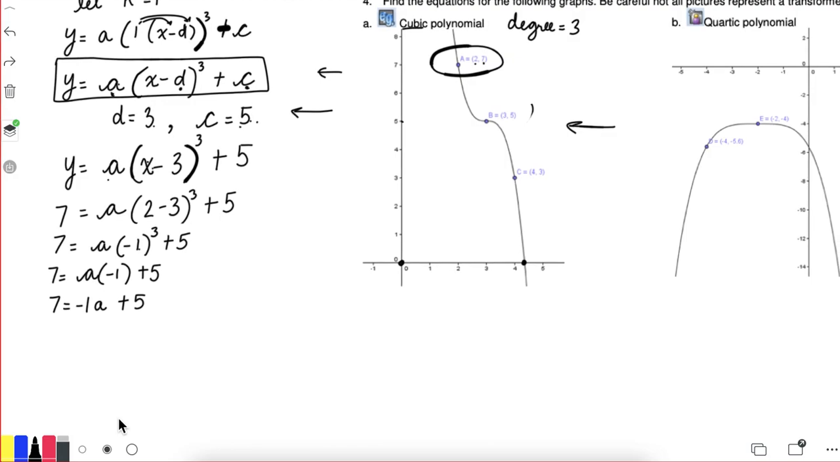So we can solve for the a here. 5 is adding. If I move that 5 to the other side, it's gonna be negative. So 7 minus 5. Here we have negative 1a. Oh, 7 minus 5 is actually positive 2 here, right? Not negative 2. Do you understand so far? Great.